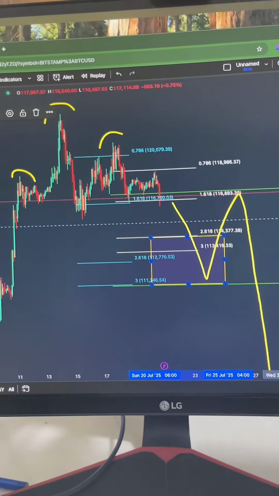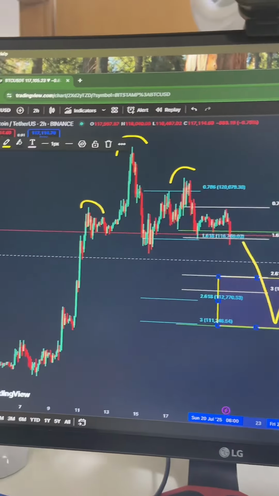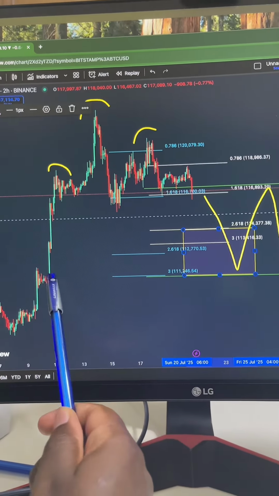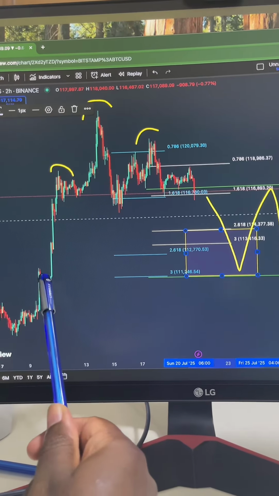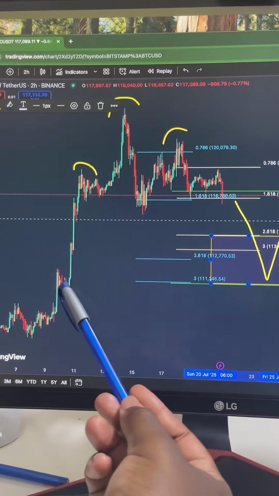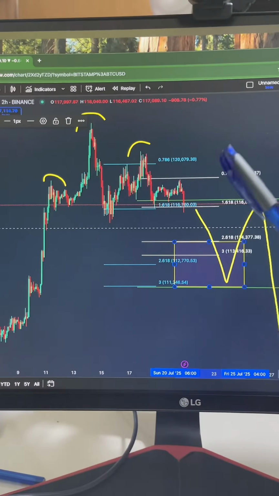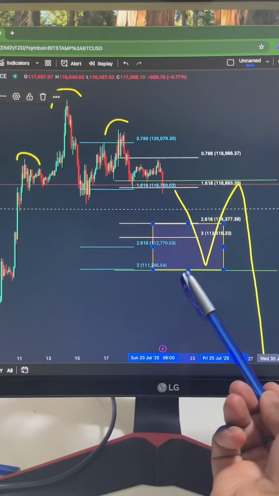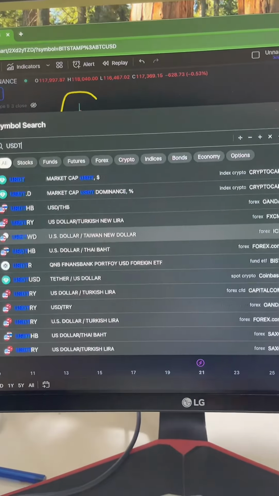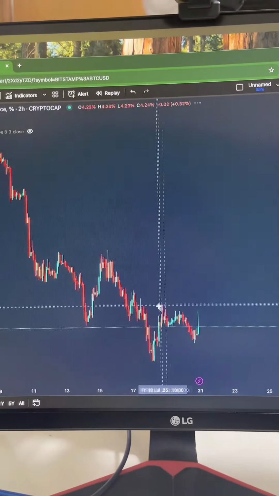USDT dominance should be showing us something similar as well, but it's important to track it with this zone right here. Yes, we should be measuring it using this zone as well. That means that if USDT dominance was to go to this zone, then BTC would have bottomed without necessarily reaching this zone. So if we quickly go to USDT dominance, we should see something similar.